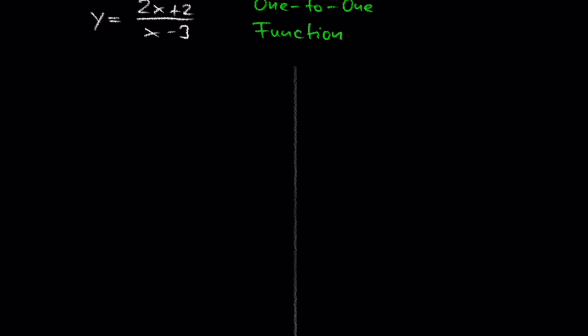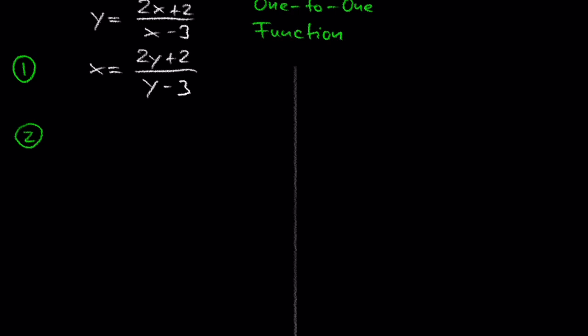Basically, we need two steps to find the inverse function of a function. The first step is simple. We just have to interchange the x and y variables. So we can write x equals (2y + 2) over (y − 3). The next step is to solve this equation for y. Feel free to pause the video and try this on your own.